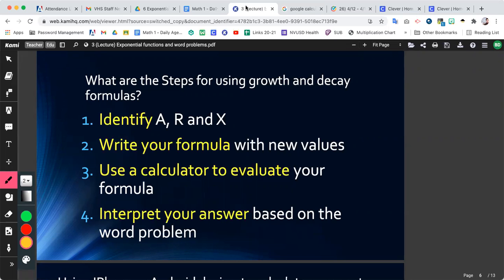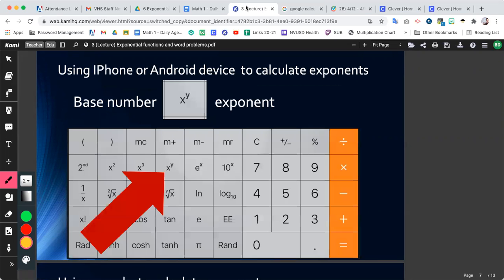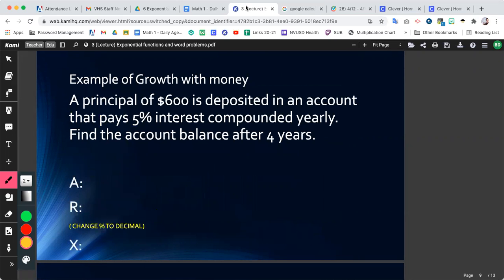Okay, let's get into some examples. So here is our first example. This is an example of growth. I'm telling you right away so that we can look at this example and figure out what's the key word that's telling us growth. Let's read through it. A principal of $600 is deposited in an account that pays 5% interest compounded yearly. Find the account balance after 4 years.